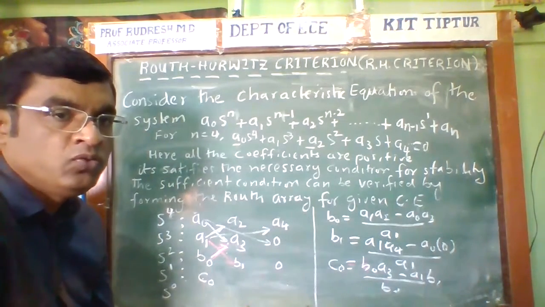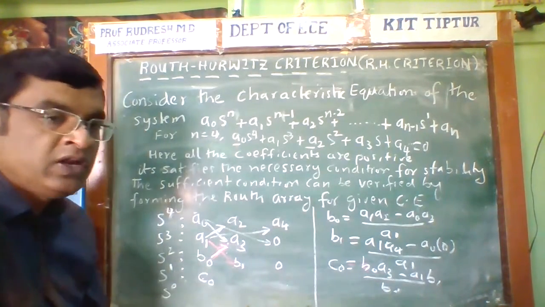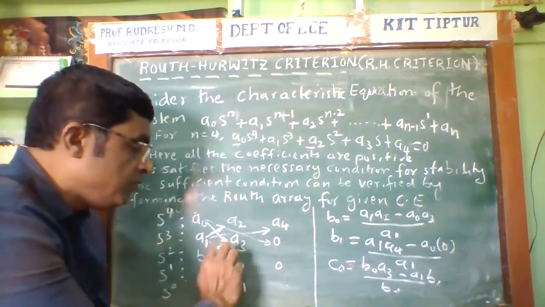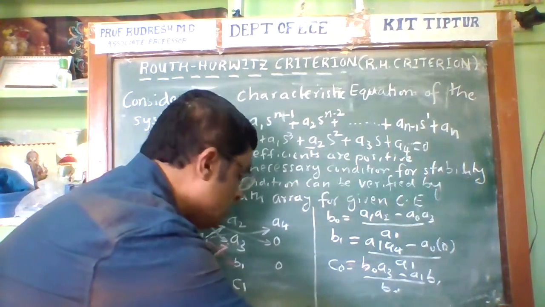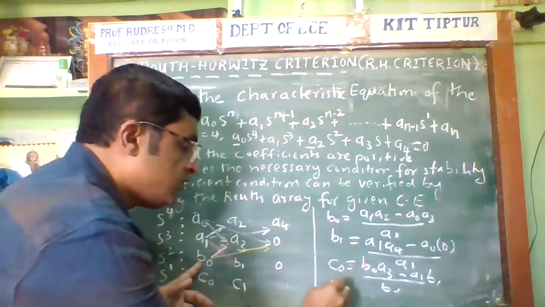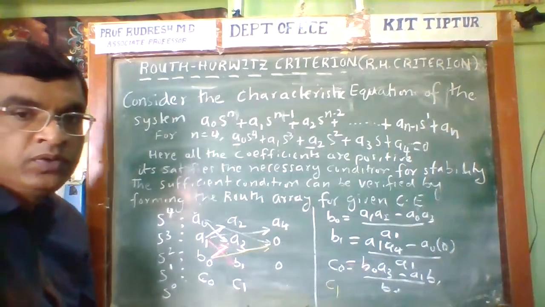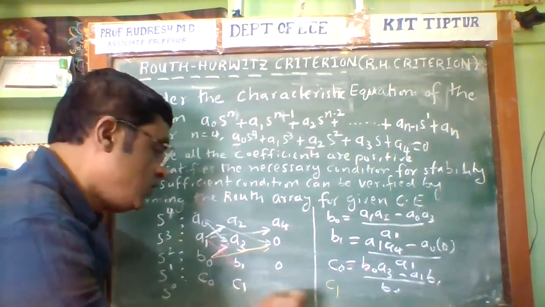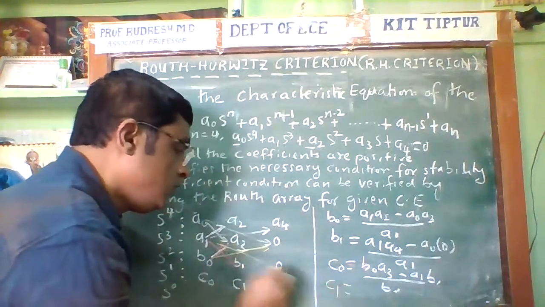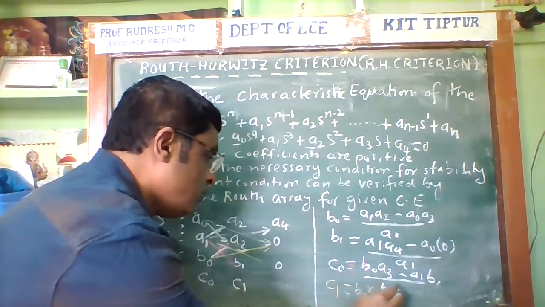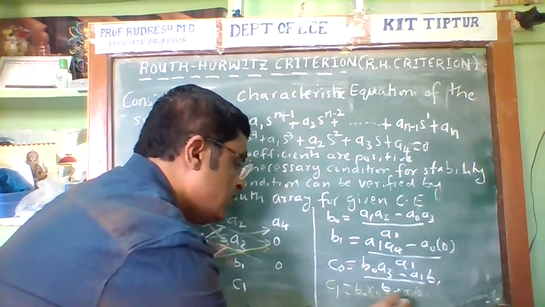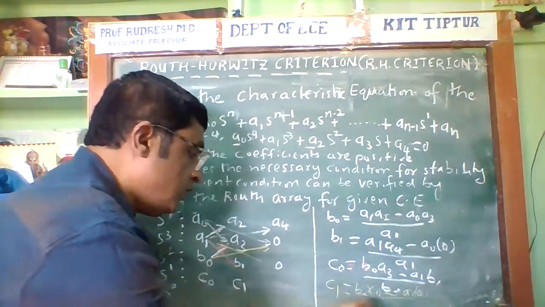Now this is the c row. Now element c0. Similarly, I want to find out c1 by utilizing the previous two elements, so we can find out the current row element. What is the value of c1 now? c1 is equal to b0 into 0 minus a1 into 0, divided by b0.